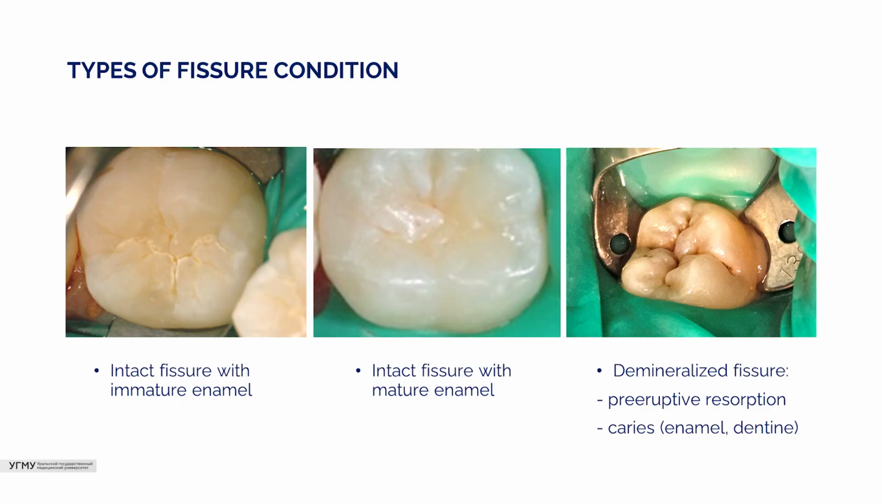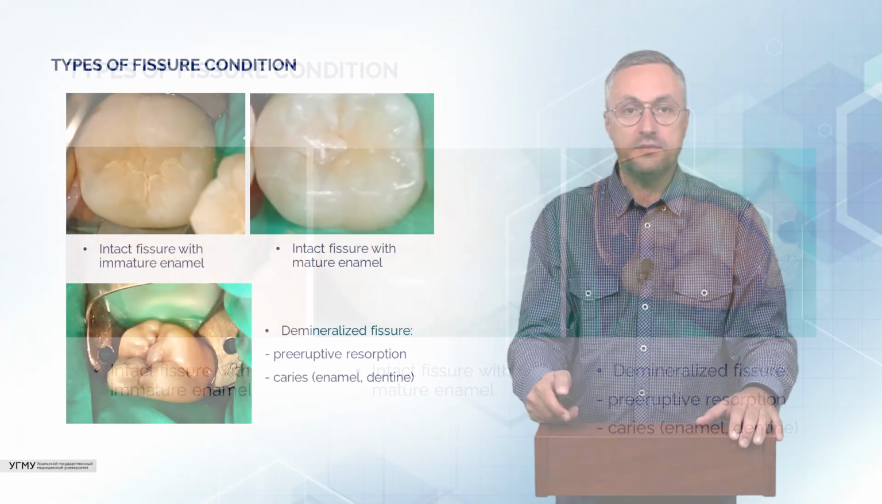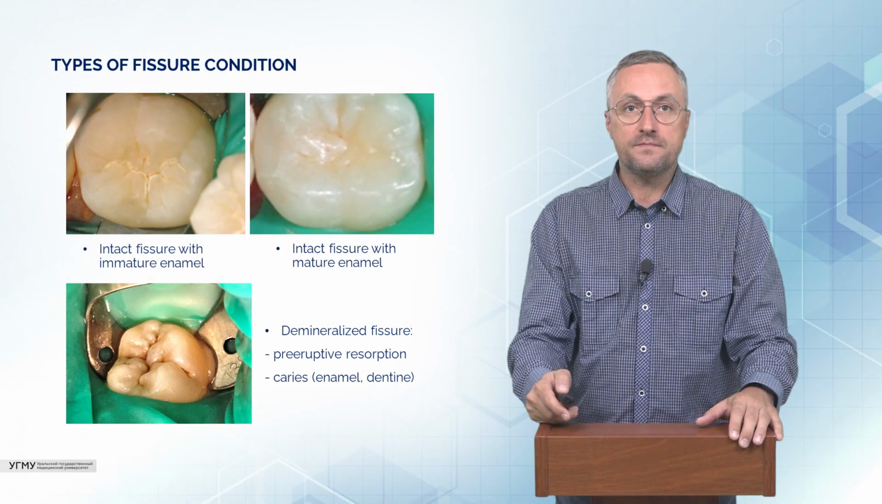The second type is intact fissure with mature enamel. Some doctors believe that such fissures do not need to be sealed because the maturation of the enamel is complete. Other doctors believe that sealing can prevent caries in high-risk situations, such as xerostomia. The demineralized fissure types are pre-eruptive resorption at first and caries of enamel and dentin. We will study this in the course of cariology.